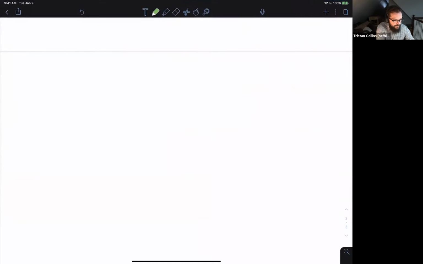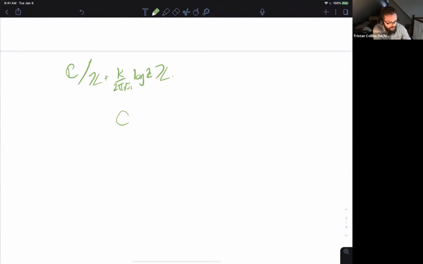So we have this fibration C mod Z plus K over 2 pi squared root of minus 1 log Z times Z. The right way to think of this is to go to the universal cover, like the upper half plane or something like that. Here Z is like e to the minus y, or y is e to the minus z. Up here you can write down the semi-flat metric in terms of the coordinates x and y.